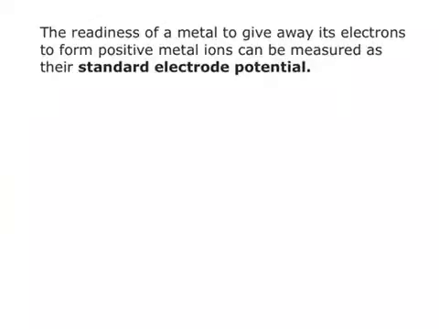The readiness of a metal to give away its electrons to form positive metal ions can be measured as their standard electrode potential. This is the measure that this unit in chemistry is based around. The more reactive a metal is, the more likely it is to give away its electrons to form the positive metal ion, and therefore a standard electrode potential allows us to put some numbers to this.